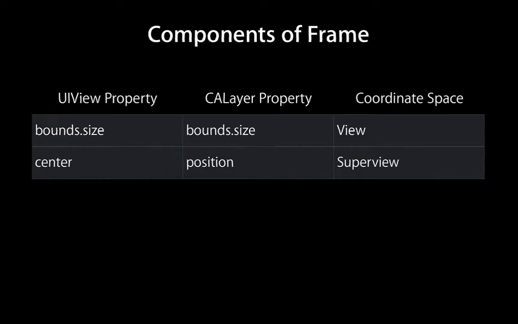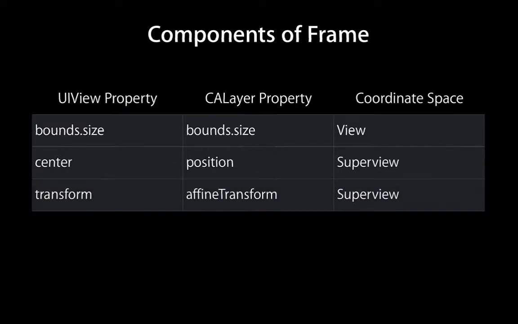Now, next, we have transform. Transform is a property on UIView. That property does exist on CALayer, but is not the same. So on CALayer, it's actually affineTransform. Transform and affineTransform are the same thing. They are a CGAffineTransform that defines a rotation, scale, skew, translation, any kind of affine transform in the superview's coordinate space. Now, that's it for UIView, but there are two more on CALayer.